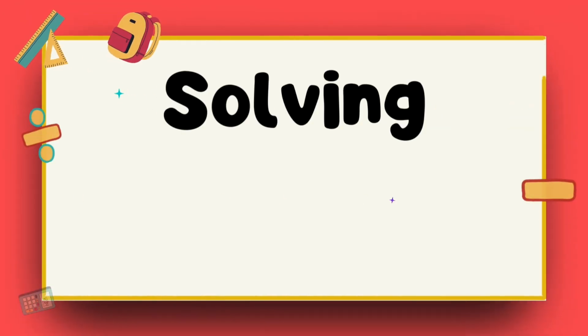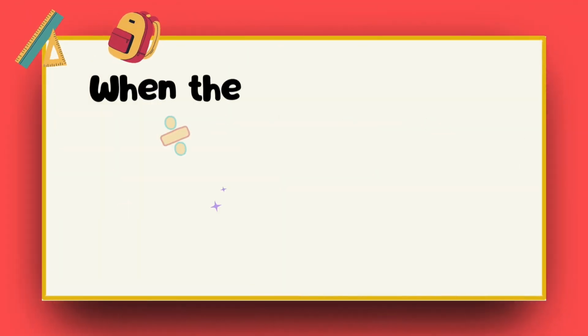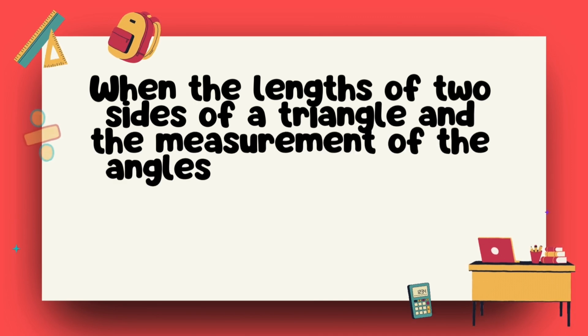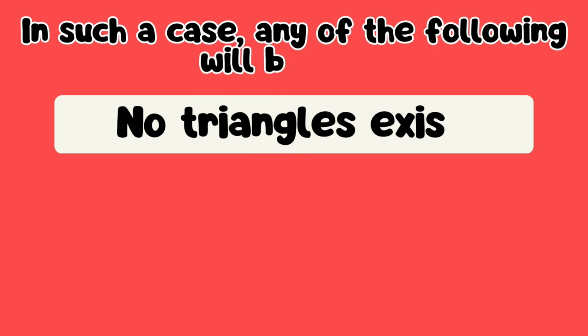Sige, listen here. There are actually a handful of things that we need to remember when we are trying to solve for general triangles. When the lengths of two sides of a triangle and the measurement of the angle opposite one of them are given, one solution does not always exist. In such a case, any of the following will be true.